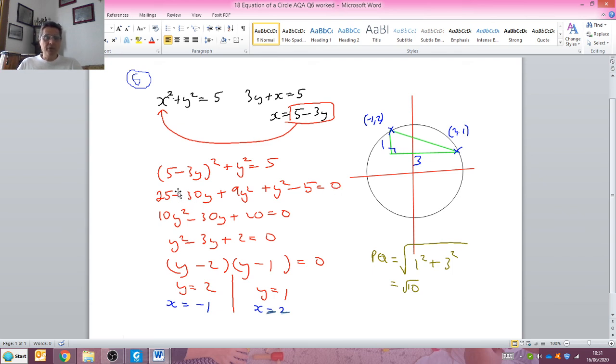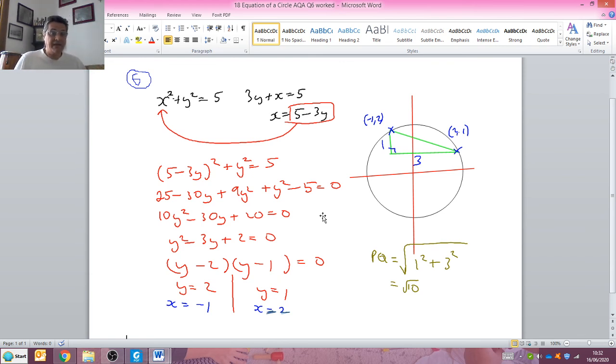Okay, so this part here is the expansion of that, expanded and simplified in one step. And there's your y squared, and there's your minus 5 from here. What have I got here? So I've got 9y squared plus y squared is 10y squared minus 30y plus 20. Where does that come from? Well, it's 25. Take away 5 is 20. As you can see, that can be readily factored out with 10.